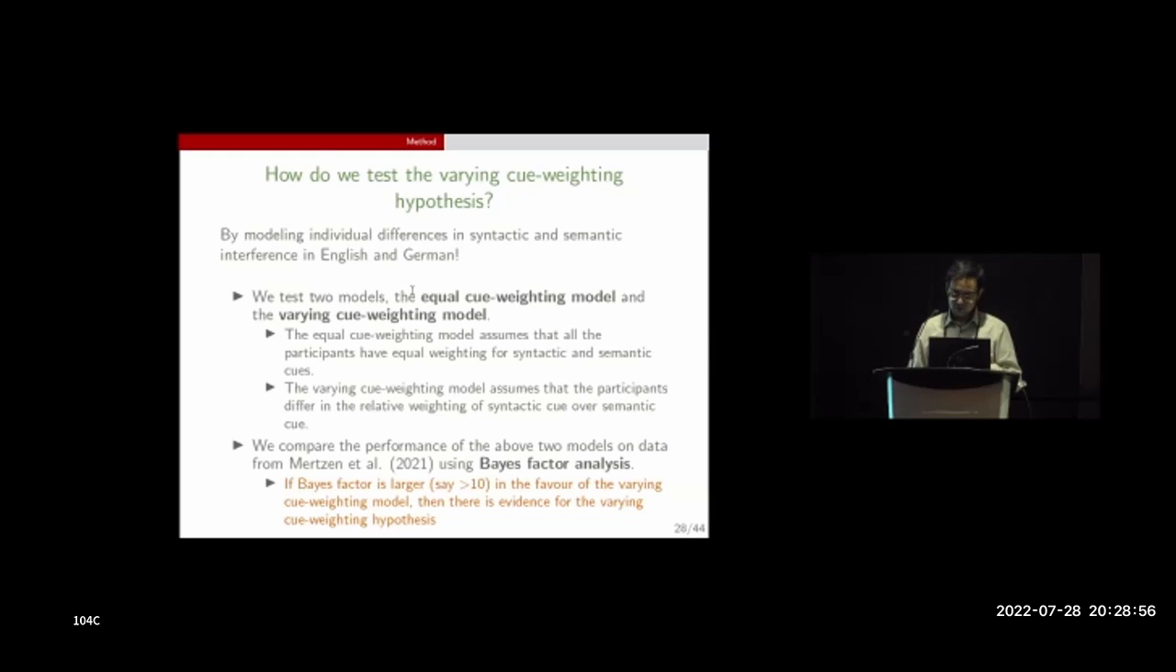While the varying Q weighting model assumes that participants differ in relative weighting of syntactic cues, and that could derive the differences in syntactic and semantic interference. So we are going to compare the performance of these two models using Bayes factor analysis, and we're going to use the data from Murchison and colleagues. And the way we draw inference is this: if the varying Q weighting model has superior performance, then there is evidence in favor of the hypothesis that individuals differ in terms of Q weighting.